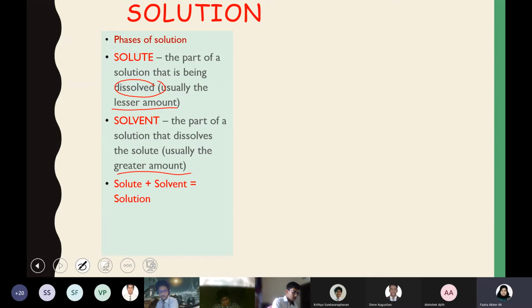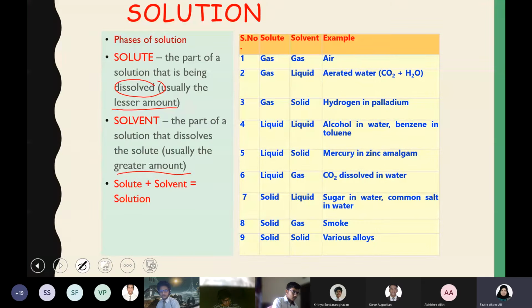So solutions can be classified. The first point in your syllabus is the classification of solutions based on the phase of the solute and solvent. As I said earlier, we are basically looking at binary solutions. Based on the phase of solute and solvent, you can classify solutions into 9 different categories, and along with the examples, it's given in the table.